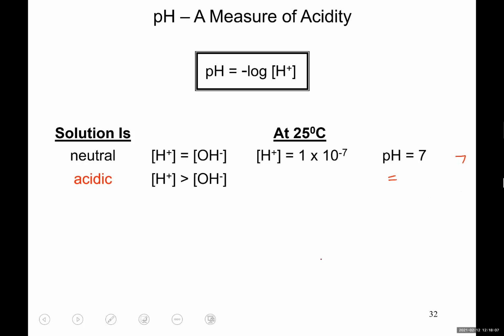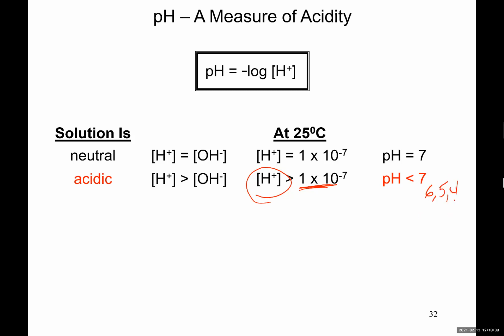And at room temperature, hydrogen ion concentration in an acidic solution is larger than 1 times 10 to minus 7. That means if I take negative log of that, you get this conclusion: any solution which has pH smaller than 7 is acidic. So pH 6 is acidic, pH 5 is acidic, pH 4 is acidic, pH 3 is acidic.